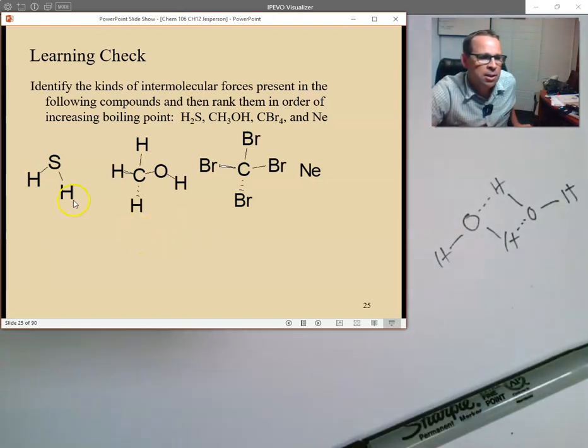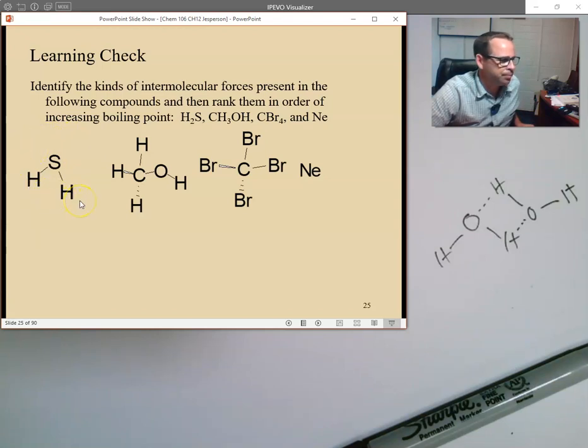Well, Taewon, what do you think? If we take a look at this compound, SH2, what kind of London forces would you expect between two molecules of SH2? Okay. Can you help him out, Harry? What do you think? What's the question? What kind of intermolecular attractions would occur between two molecules of SH2?